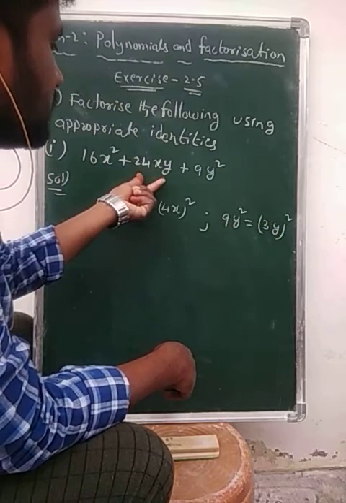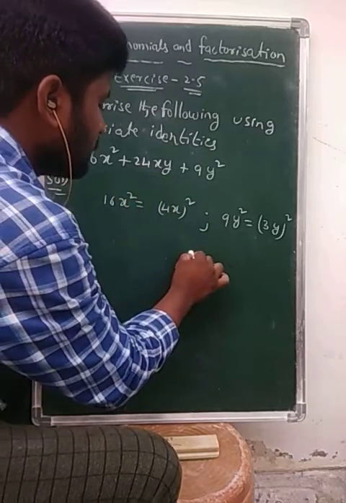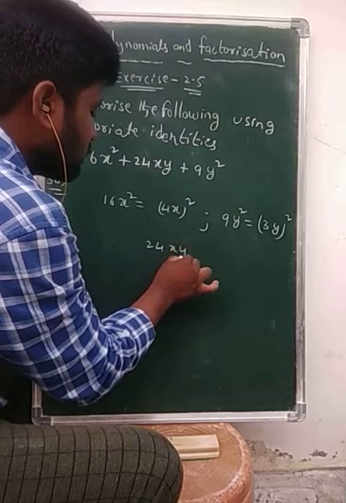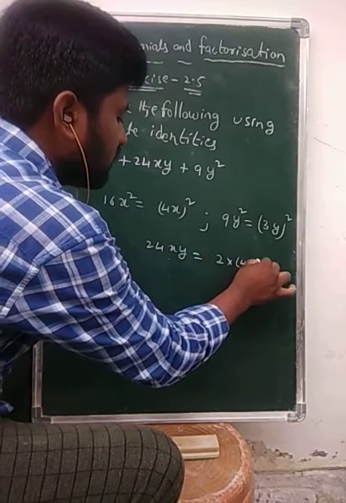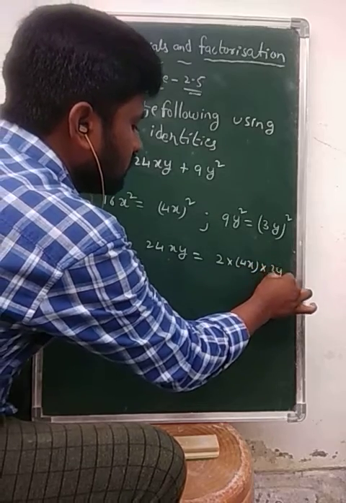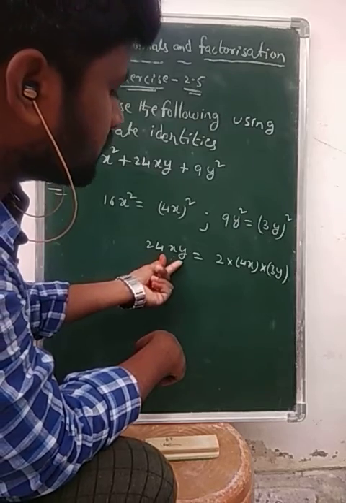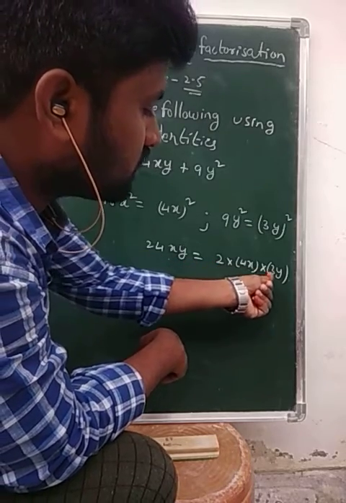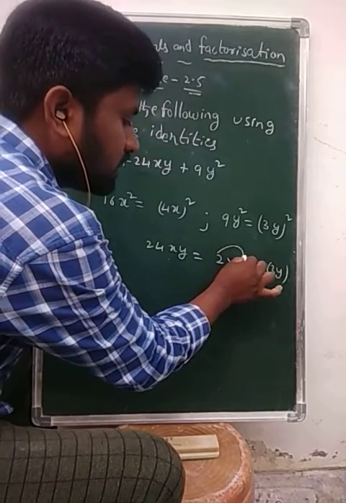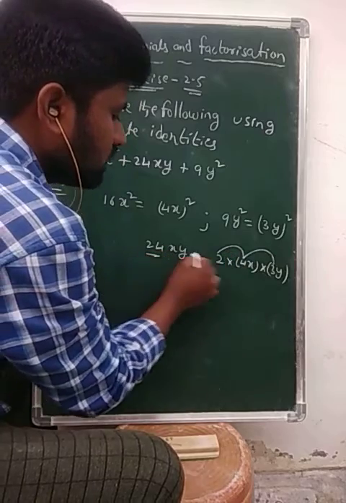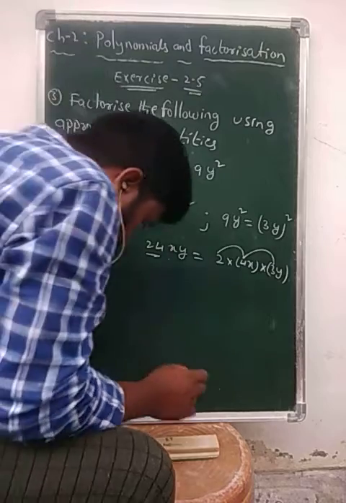So in the middle part, 24xy is there now. 24xy, we can write it as 2 into 4x into 3y. Is it clear? 24xy, we can express it as 2 into 4x into 3y. So clearly 2 4s are 8, 8 3s are 24, x into y, that is xy. Okay, so now see clearly what I am doing.